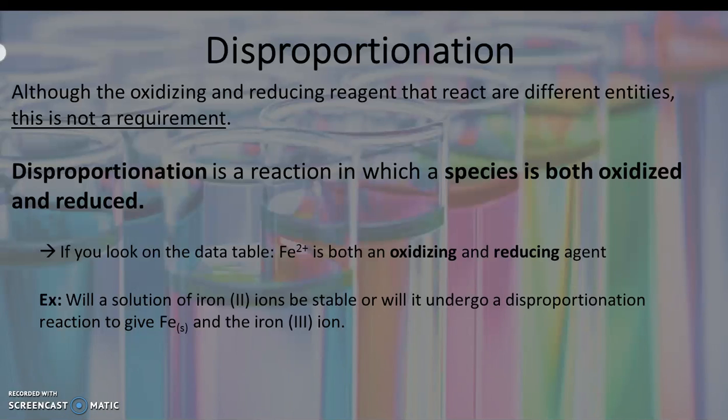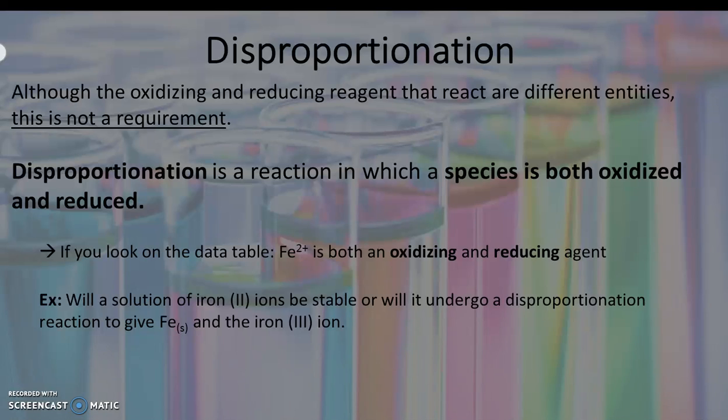Okay, so we're looking at disproportionation. Really, what we're going to do is just introduce the concept and look at a better way to solve these questions once we start looking at oxidation numbers. For now, a definition, to be able to identify it: disproportionation is a reaction in which a species is both oxidized and reduced.